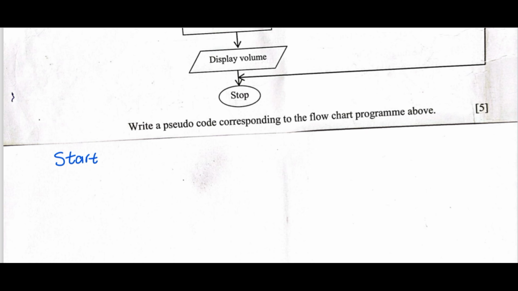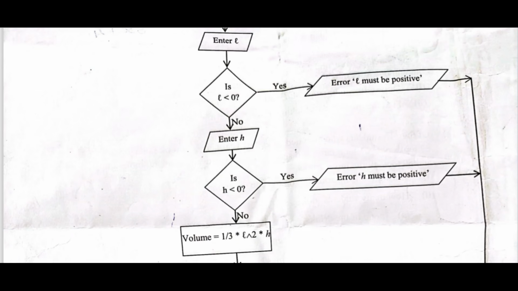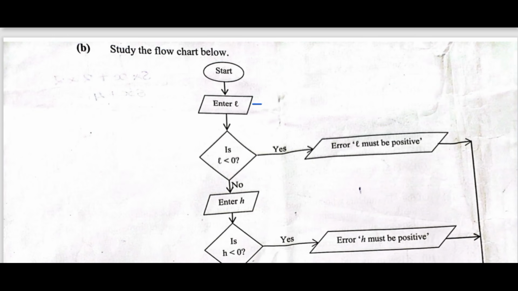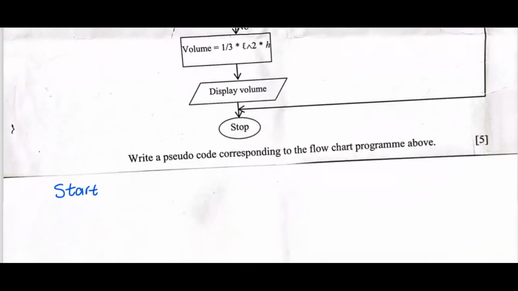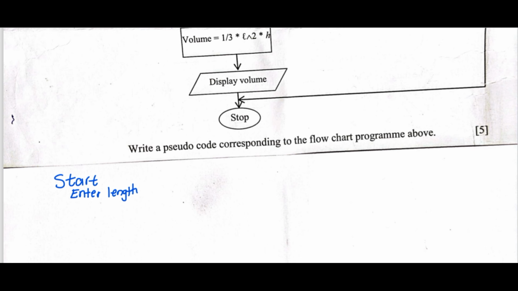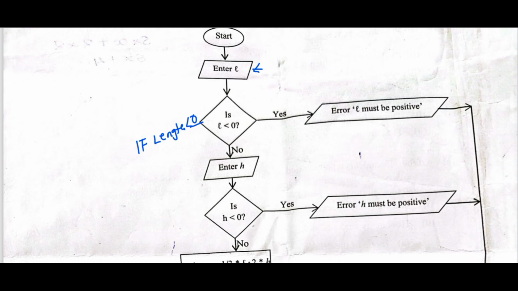So let's begin. The first word that you are supposed to write is start. Then you need to be guided by the flowchart. After start, what came next? Enter L. So say enter length. Then after that, instead of "is", we'll say if length less than zero. You see the options. So we have yes, and the yes should be written as then.